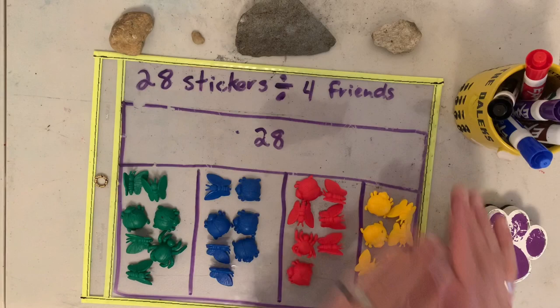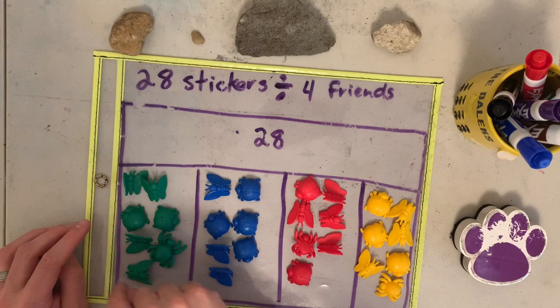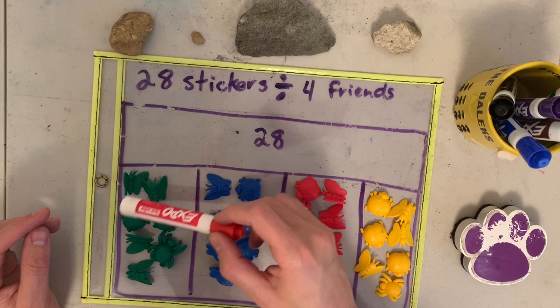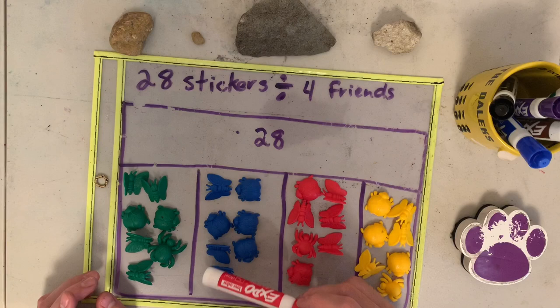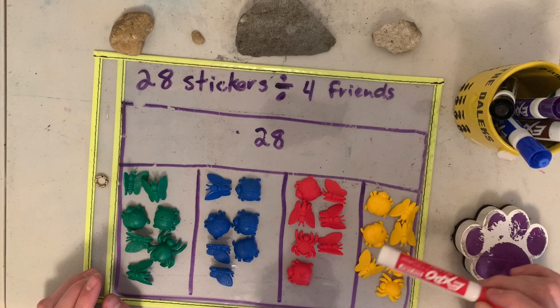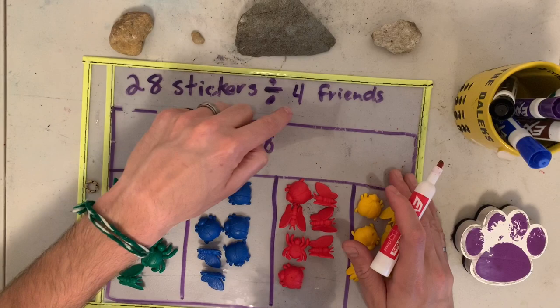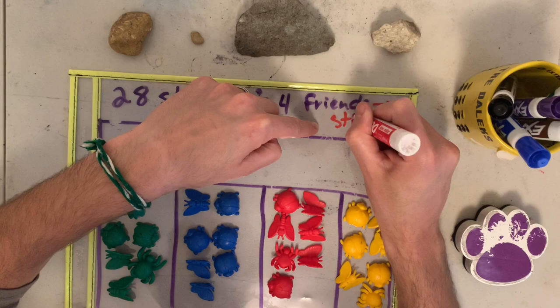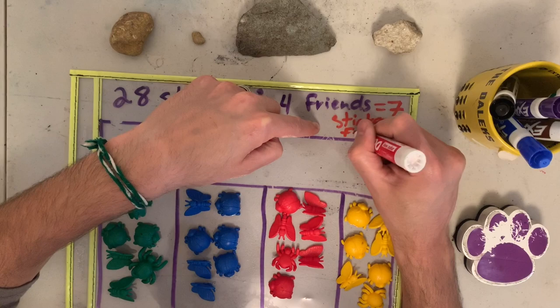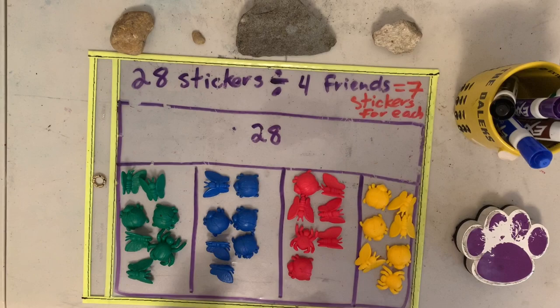We divide between four, 28 divided by four. So let's count how many stickers each friend has. We have here 1, 2, 3, 4, 5, 6, 7 stickers. Each friend has 7 stickers. So 28 stickers divided by four friends equals 7 stickers for each. Cada uno recibe 7 stickers.